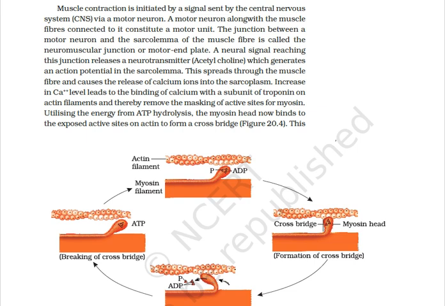This way, the two Z lines also shorten, and I have already mentioned to you that the distance between the two Z lines is the functional unit of the myofibril. Therefore, when the Z lines shorten, it shows contraction. Then if the condition is reversed, relaxation of the muscles occurs. So during relaxation, all the events occur in reverse direction.